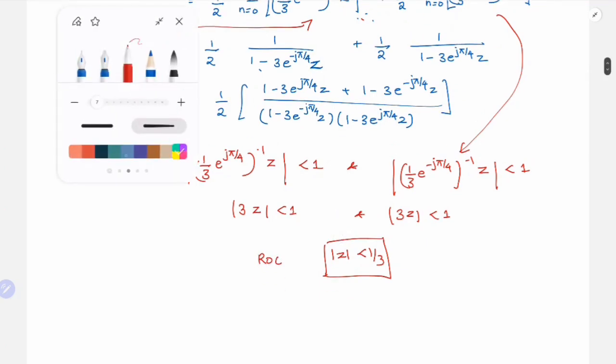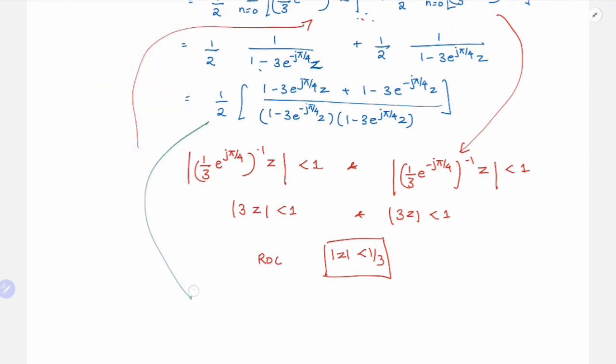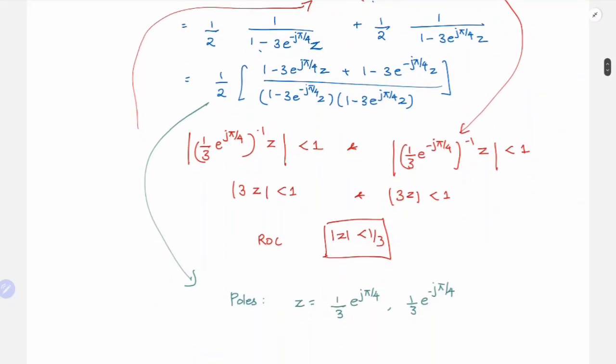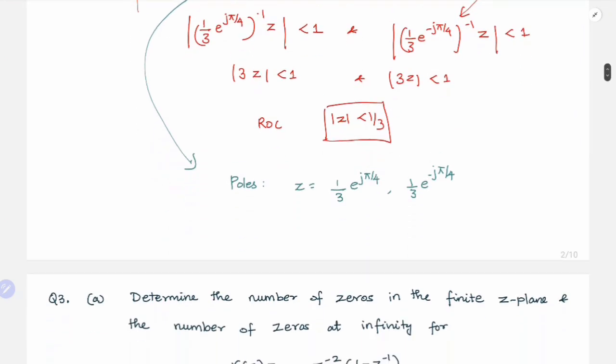And poles, you can write the poles from here. So you have z equal to 1 by 3 e power j pi by 4 comma 1 by 3 e power minus j pi by 4. So since you have a real x of n, your poles are also complex conjugate. Okay. So let us move on to the next question.